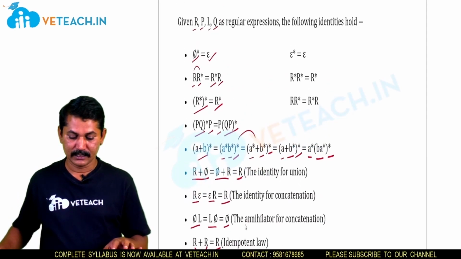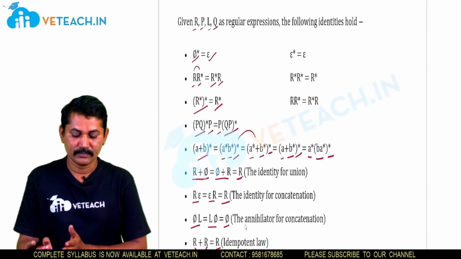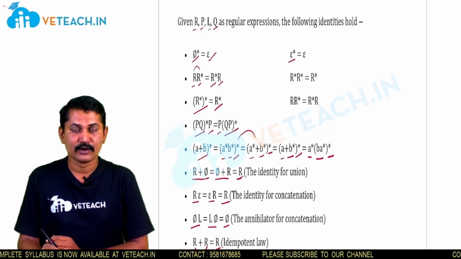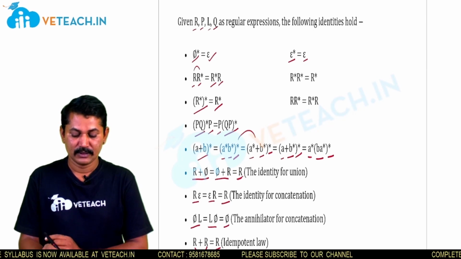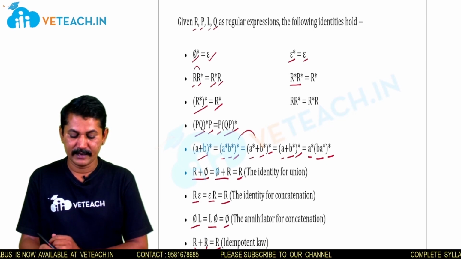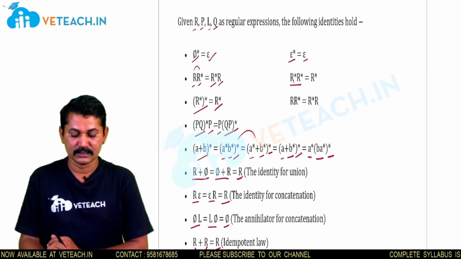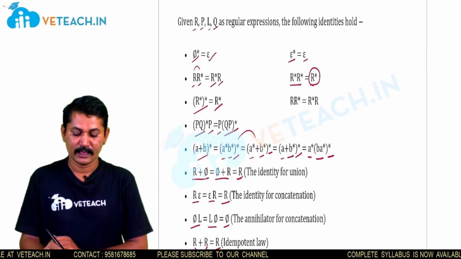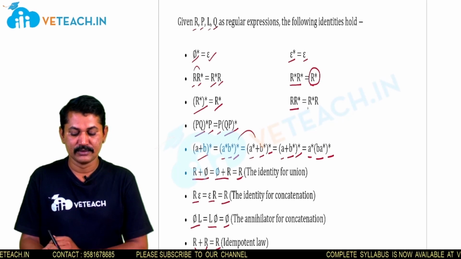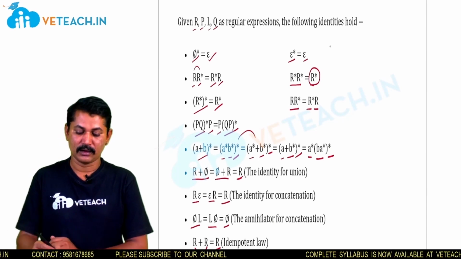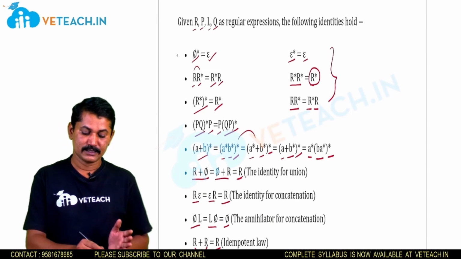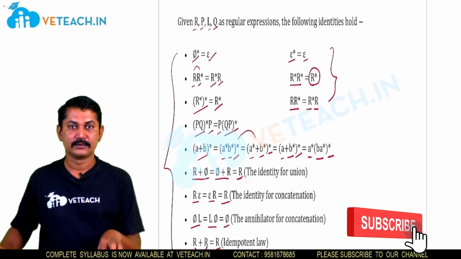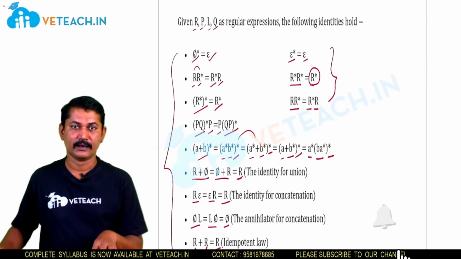So, another three important closure laws are like this. Null set closure gives epsilon, and closure of closure is already defined. That means R closure into R closure gives R closure. Next, R into R closure gives R closure into R. These two are important. See, these are the identities that are related to the regular expressions.